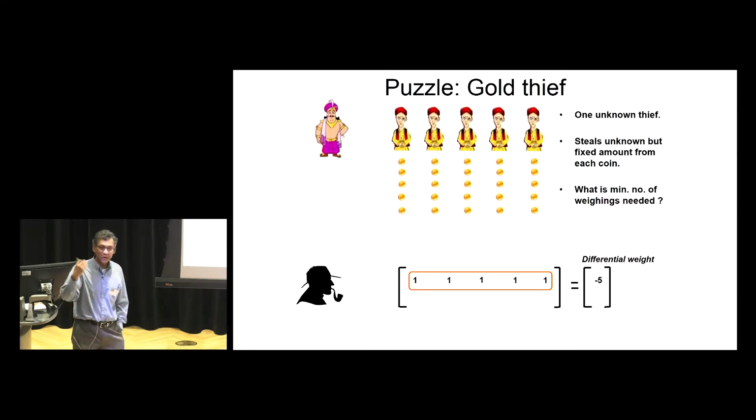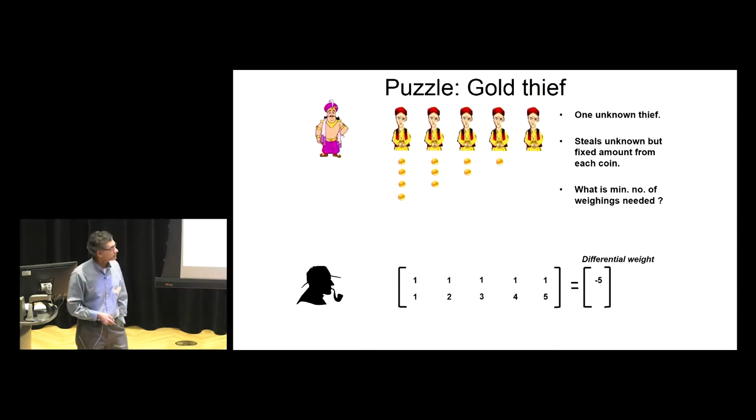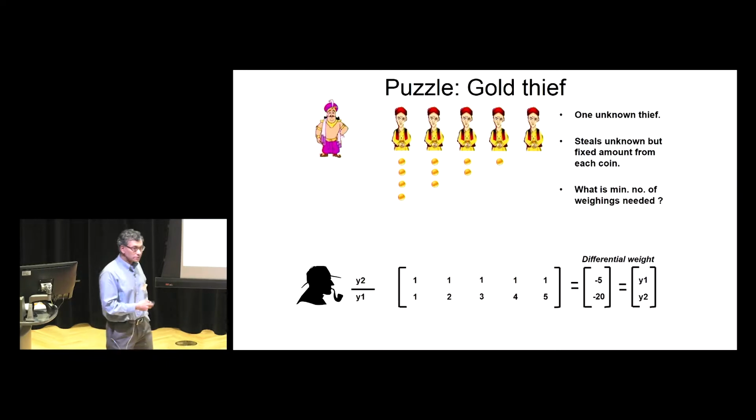So it is 5 below the nominal baseline weight of the coin that you wanted. So you know that the thief stole 5 grams. How do you find the identity of the thief? Well, you take 1 from the first, 2 from the second, 3 from the third, and you have enough to identify who the thief was. For example, if the differential weight was -20, the thief is number 4, right? So this is the ratio test. You just divide y2 by y1, and that'll tell you the identity of the thief.